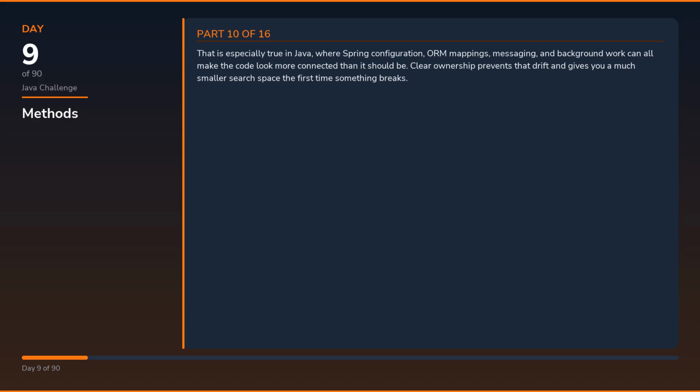That is especially true in Java, where Spring configuration, ORM mappings, messaging, and background work can all make the code look more connected than it should be. Clear ownership prevents the drift and gives you a much smaller search space the first time something breaks. A lot of debugging time disappears when the request path, async path, or data path is obvious from the structure.